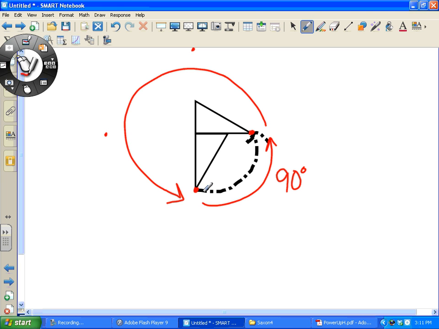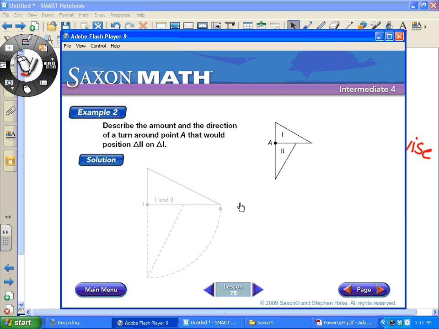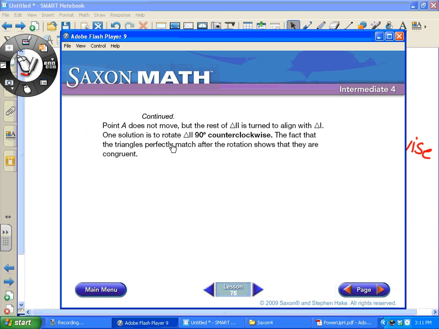Now, was that from here to here? Look at my arrow. Was that counterclockwise or clockwise? It looks like the clock would be going backwards, so we say counterclockwise. So that's what we would need to do to triangle 2 to make it be positioned totally on top of triangle 1. You have to be really good at visualizing things.